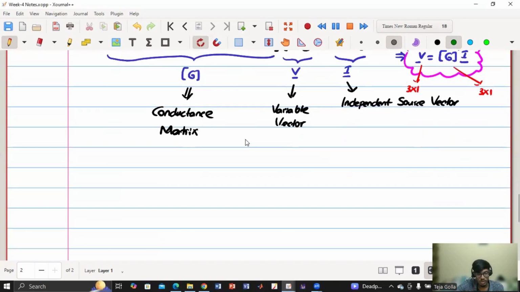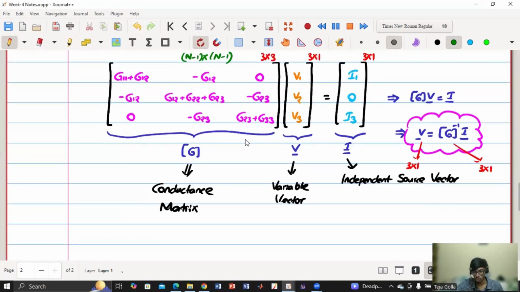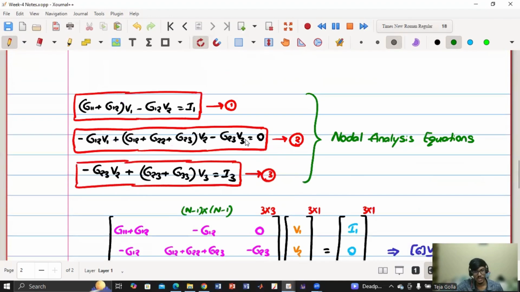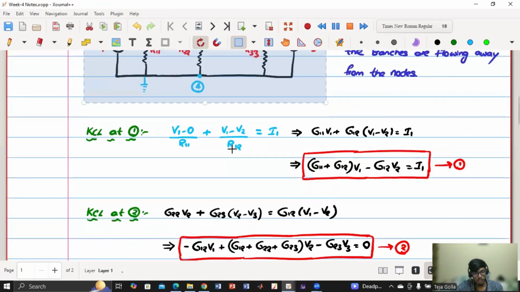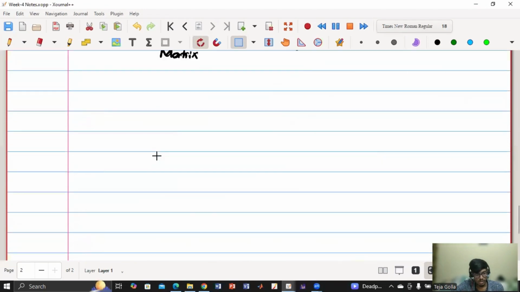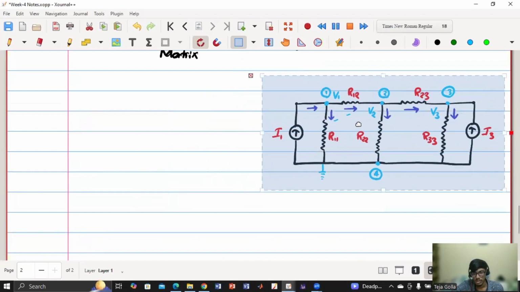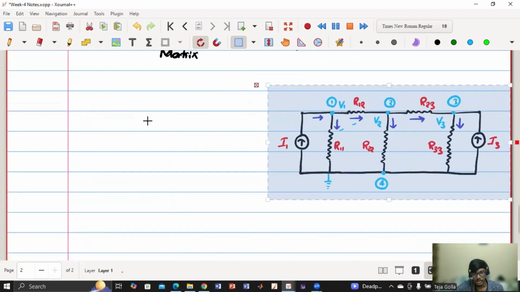Now the basic question is: is there any shortcut to do the same? Yes, there is a shortcut which we can follow to do the same. So for that, let me redraw this circuit. And now we'll use the shortcut and we'll get the conductance matrix.